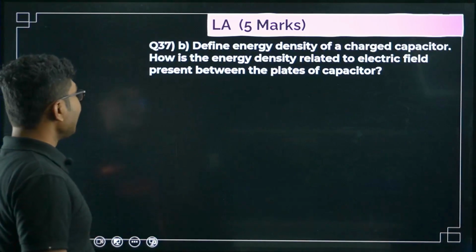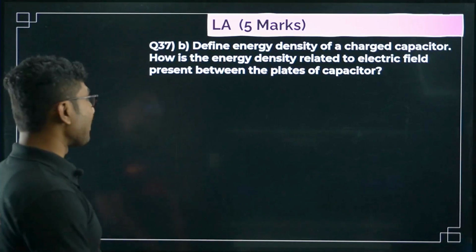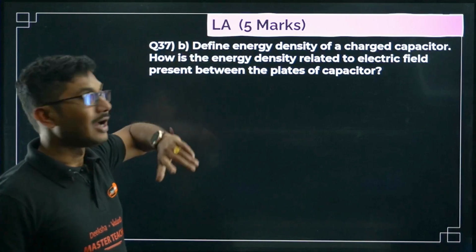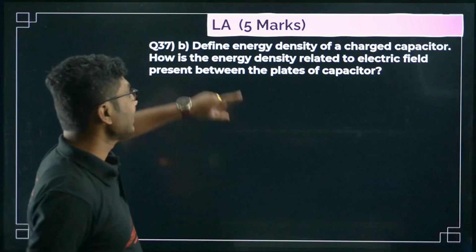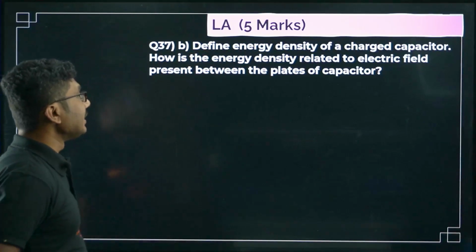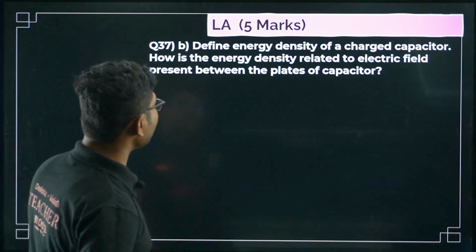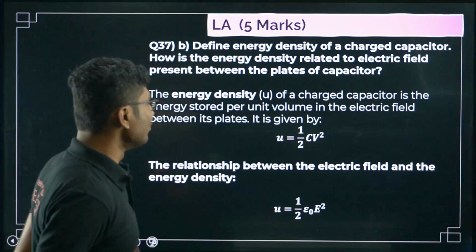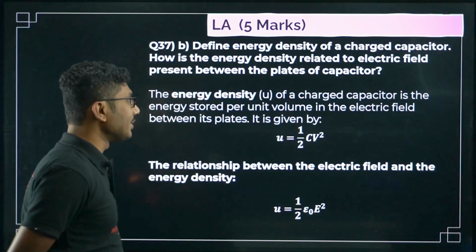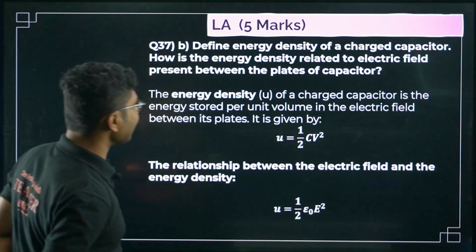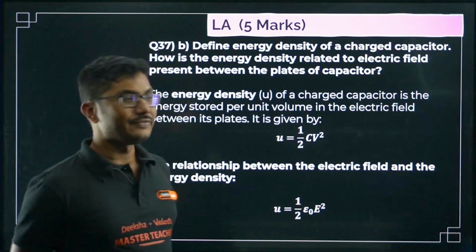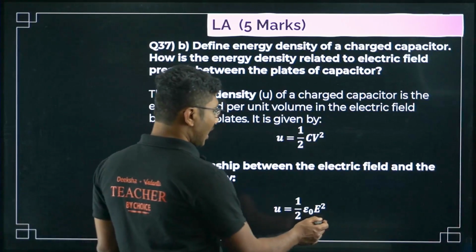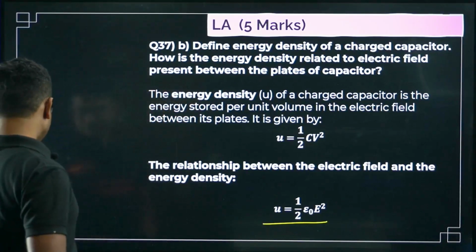Now next question is, define the energy density of a charged capacitor. This is a part question, so this is a longer question. You have to first derive that part, then that derivation I think had 3 marks. For this you have 2 marks for each part. Define the energy density of a charged capacitor, and how the energy density is related to the electric field present between the plates. So the energy density U of a charged capacitor is the energy stored per unit volume in the electric field between its plates. It is given by U equal to half CV square. We already know that the relationship between the electric field and the energy density is U equal to half epsilon naught E square. So this is the relation.